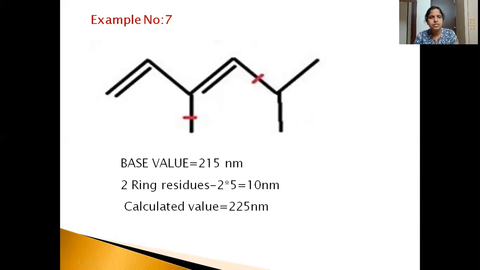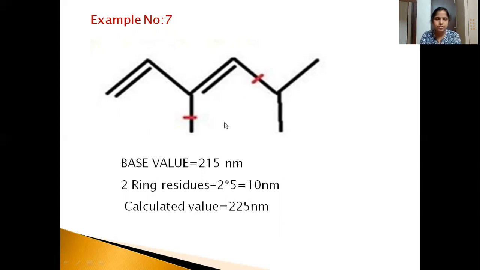Now again, what is this system? In this example, is there any keto group? There is no keto group, there is no aldehyde group. So what is there? Only double bonds. And is it annular? It is not annular. So it is a cyclic conjugated diene. So this whole part is a cyclic conjugated diene. Now what is the base value of a cyclic conjugated diene? It is 215 nanometers. And there are two ring residues.